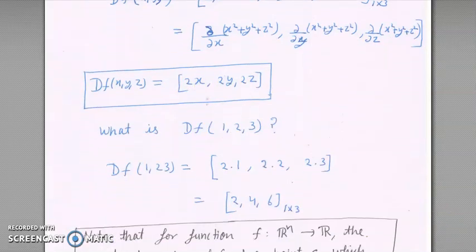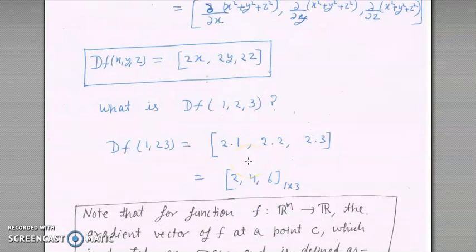Now suppose in place of the general point (x,y,z), we take a particular point (1,2,3). What we have to do is put the value of x to be 1, the value of y to be 2, and the value of z to be 3. So this is 2 into 1, 2 into 2 and 2 into 3, that is [2, 4, 6]. This is the Jacobian matrix for this function f at the point (1,2,3).